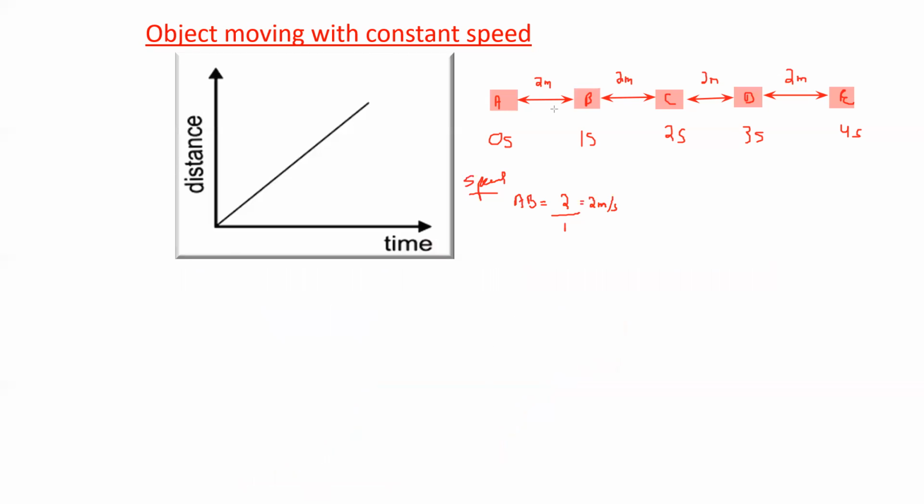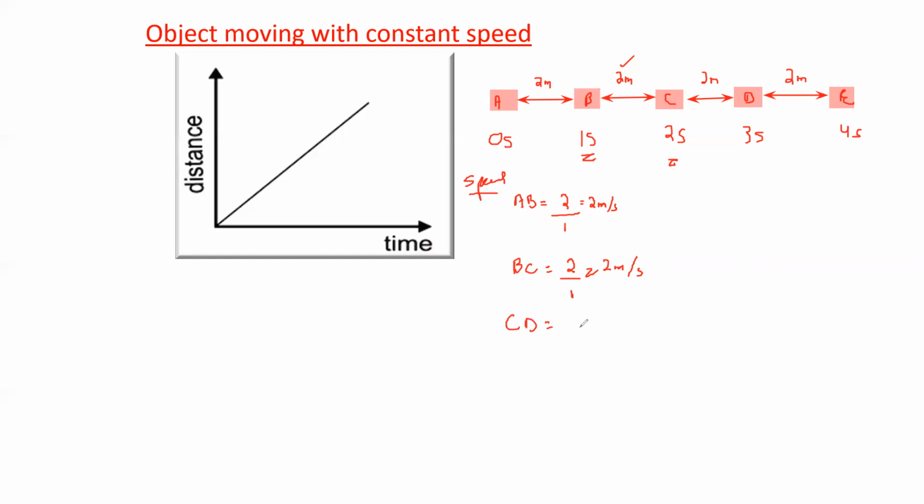So when we calculate the speed of this object from position B to C, the distance traveled from B to C is equal to 2, and the time at position B was 1 second, and at position C it is at 2 seconds. So the time interval, it will be 2 divided by 1, and again it will be 2 meters per second.